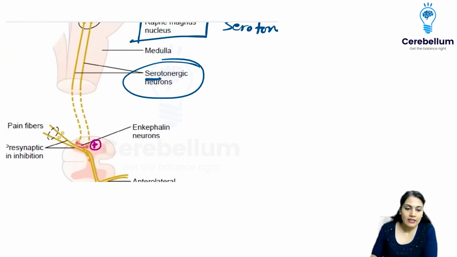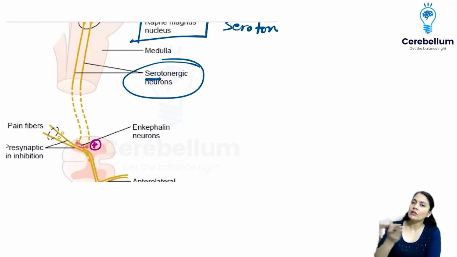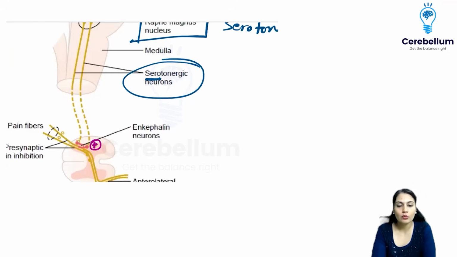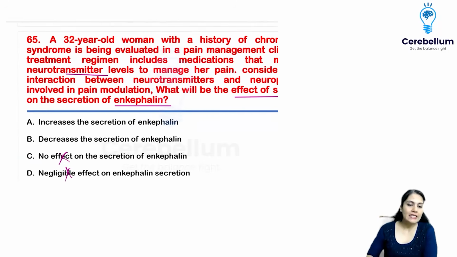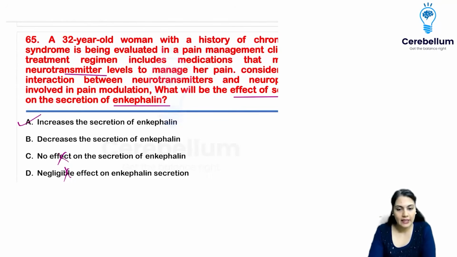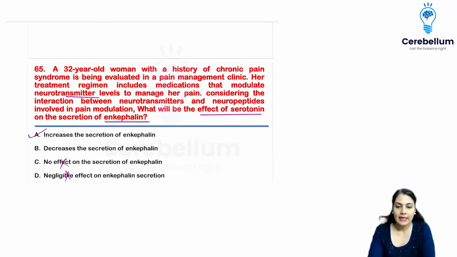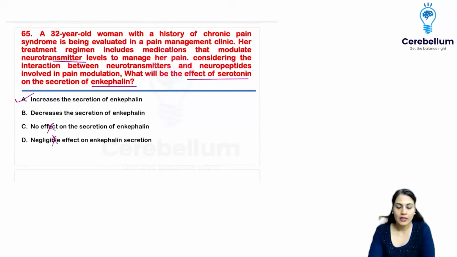Please remember, these neurons act as inhibitory interneurons. Why? They are releasing the enkephalin. They will stop the pathway of the pain, or the action potential of the pain. But we are not bothered about what is the effect of enkephalin on the pain pathway. We are bothered about what the serotonergic neuron is doing to the enkephalin. So please remember, it is going to increase the secretion of enkephalin. Option A.